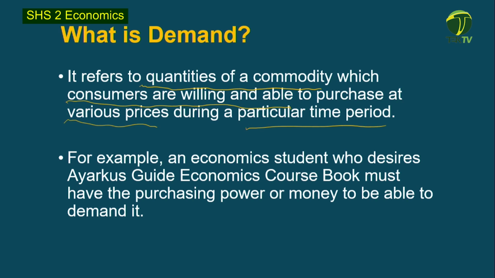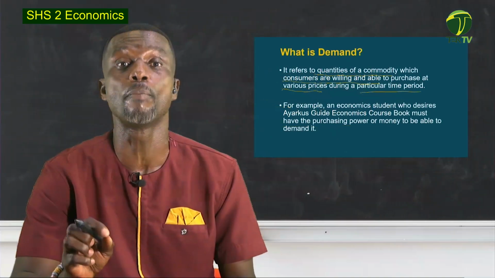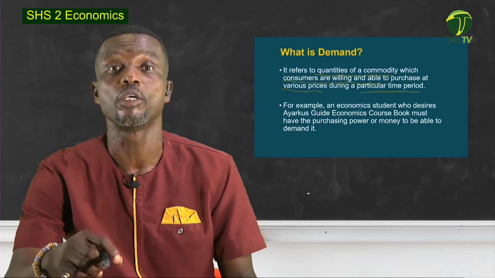And you make these purchases at various prices and during a period of time. So every standard definition of demand must at least capture these important ingredients. For instance, an economics student who desires Ayaku's Guide Economics course book must not just have the desire, but must have the purchasing power or the money to be able to demand the economics book. So if you say, I would like this book, you have not made any demand for it, unless you have the ability to buy it or you have the money to support your desire.